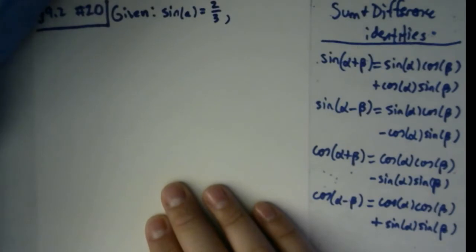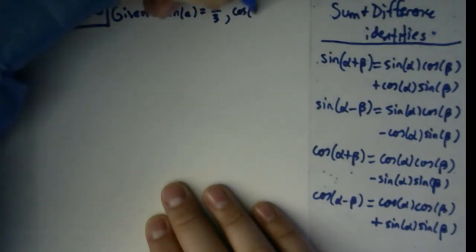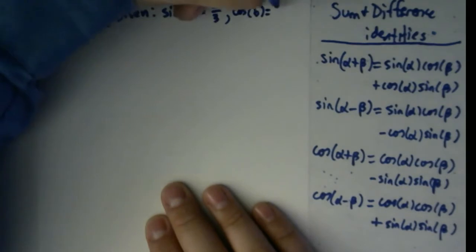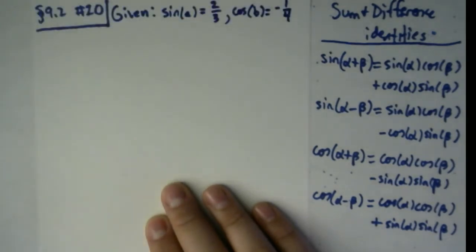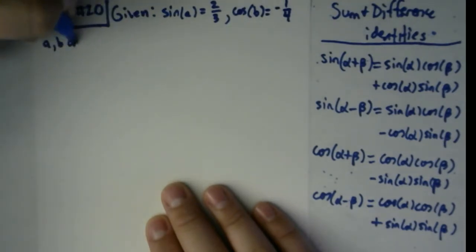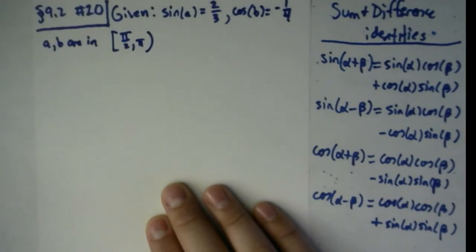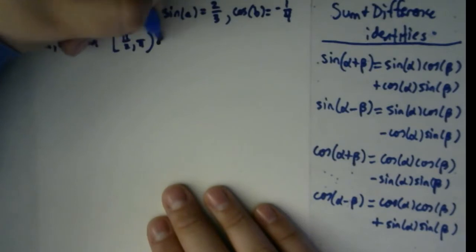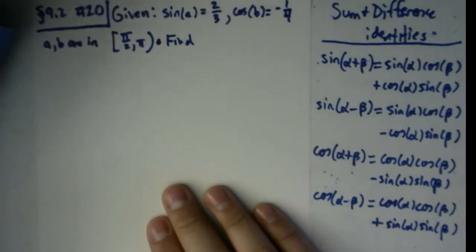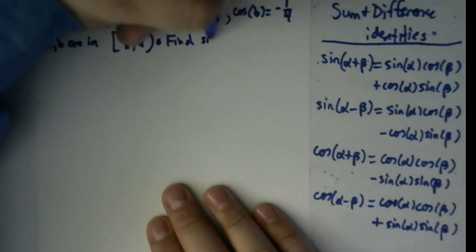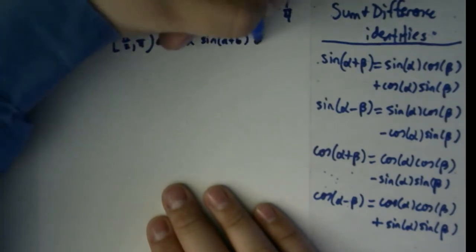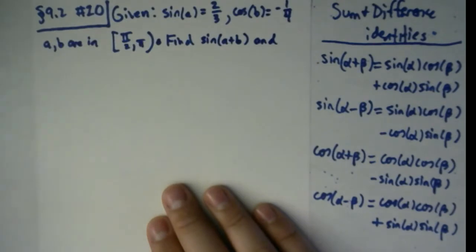And you're also given that cosine of B is negative 1/4. So they're told these values. Now, they say A and B are in the interval pi over 2 to pi, and I'll talk about that in a moment. With this information, you need to find sine of A plus B and cosine of A minus B.